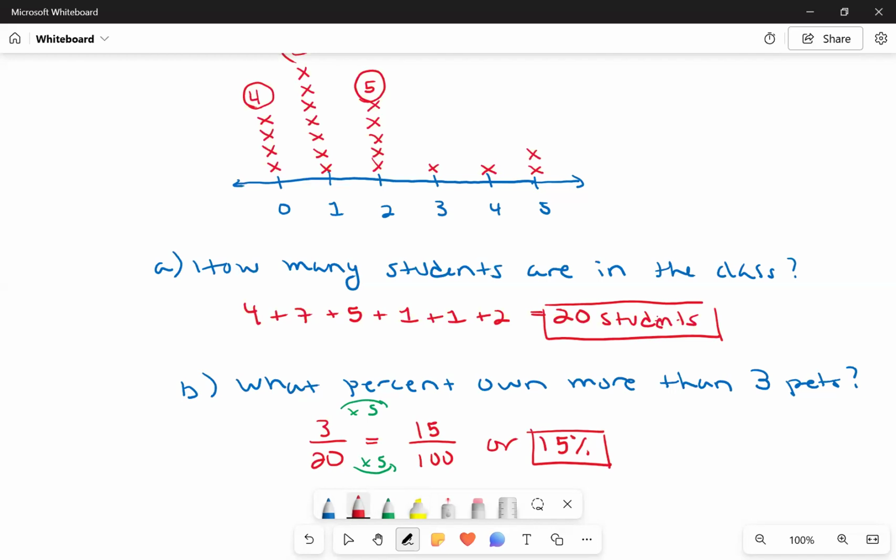Okay, so I'll go ahead and make another video for the rest of the numerical data, but that's the categorical and the start of the numerical data.